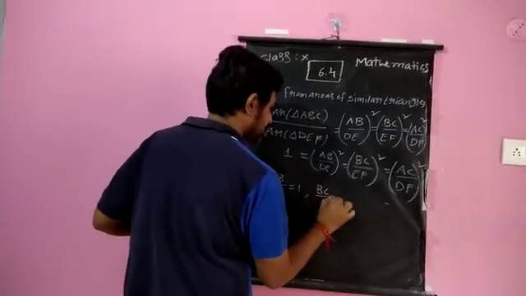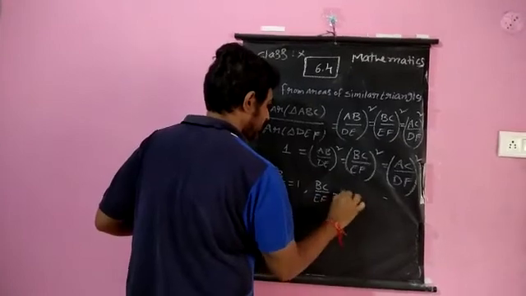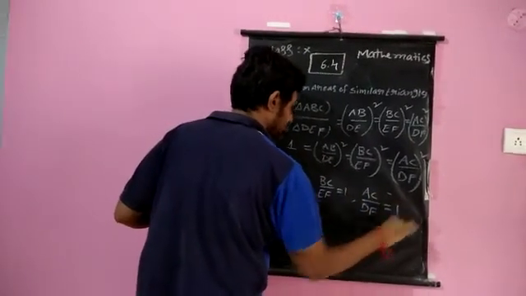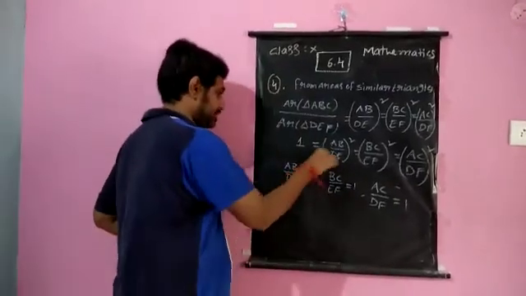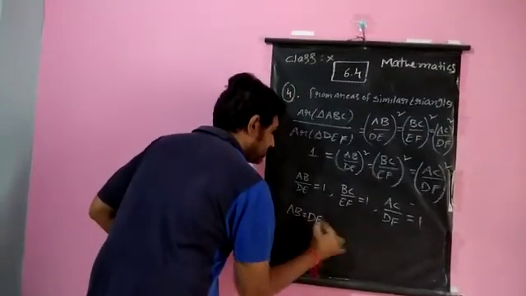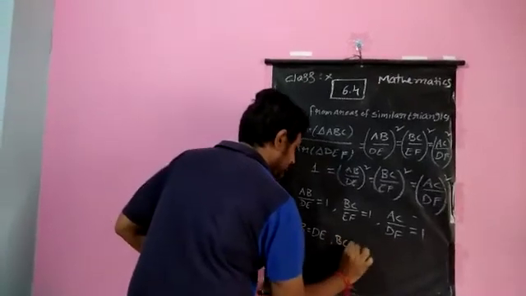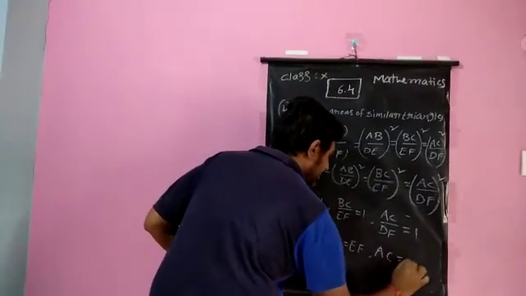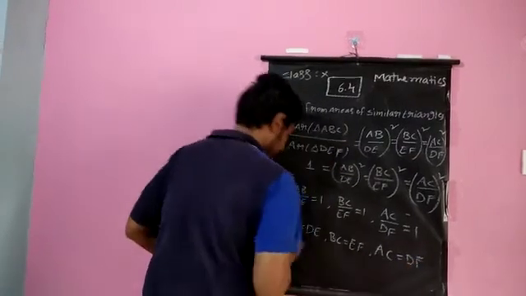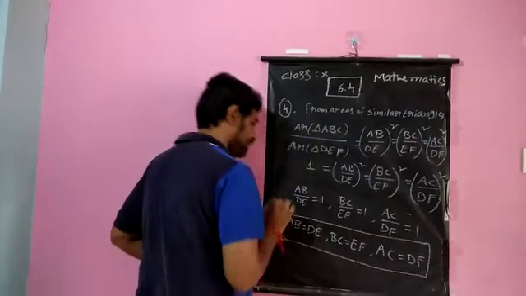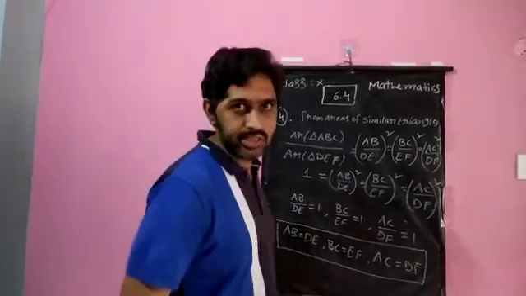Similarly, we will get BC by EF equals 1. And AC by DF is also equal to 1. Then if we send this DE on the other side, I will get AB equals DE, BC equals EF. Similarly, if I write for the third side, AC equals DF. Now with this, what will we be getting? Three sides of triangle ABC are equal to the three sides of triangle DEF.